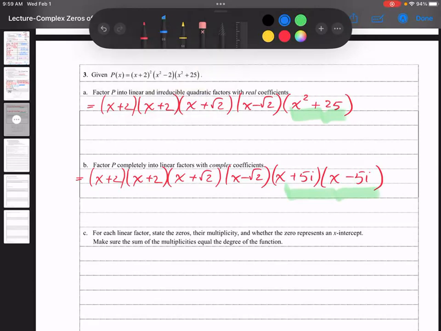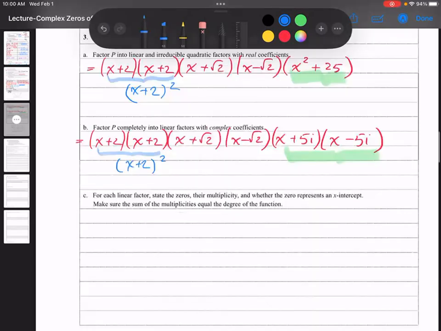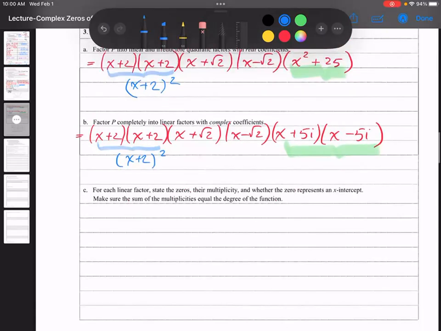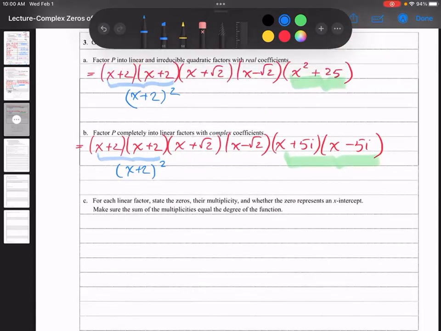We know that this one right here is x plus 2, all of that squared, right? Just to remind ourselves, it had multiplicity of 2. So for part C, they want each linear factor, state the zeros and their multiplicity. I was thinking I should not factor x plus 2. We did both, so on the exam, if you do it like that, you're not going to lose any points because you kind of cover both. You factor it and then you remind yourself it is x plus 2 squared.